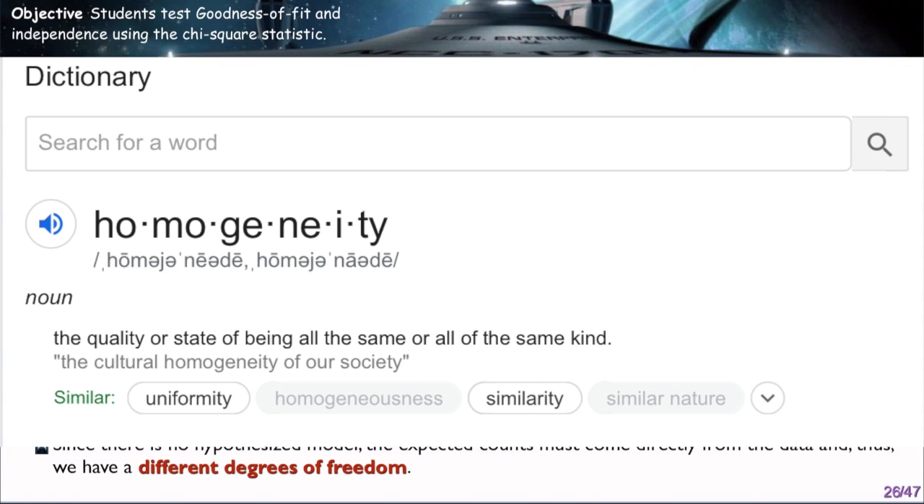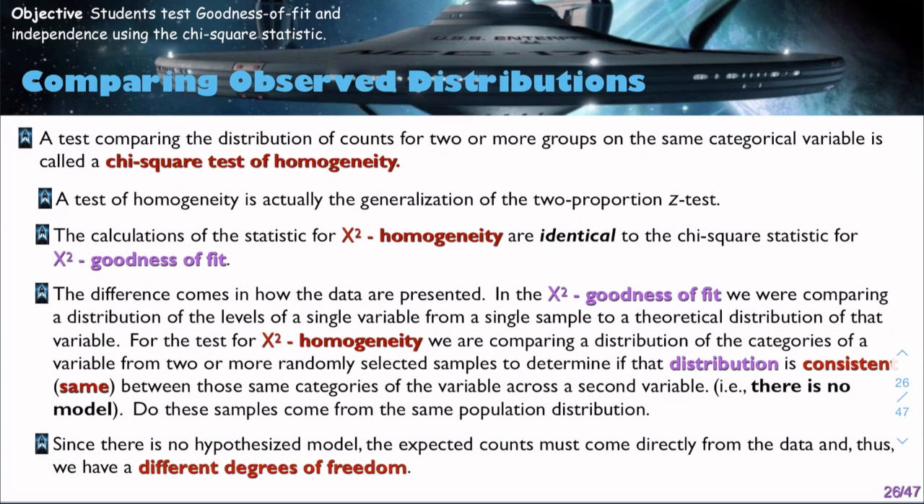A test of homogeneity is actually the generalization of a two-proportion z-test. If you think back to the null hypothesis of a two-proportion z-test, we were saying the difference in two proportions was equal to zero, or that they were equal. The calculation of the statistic for the chi-squared homogeneity test is identical to the chi-square test for goodness of fit, which is pretty nice. So we don't have to add anything new, but now we're going to be comparing two different counts.